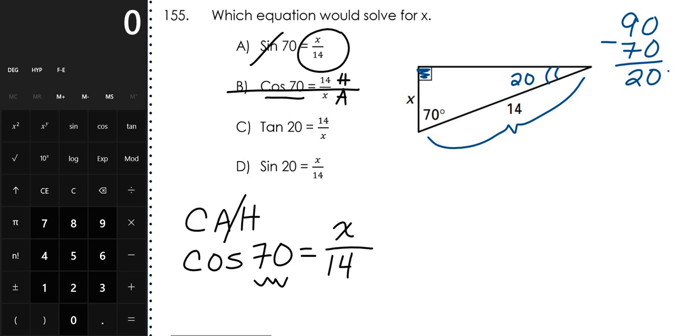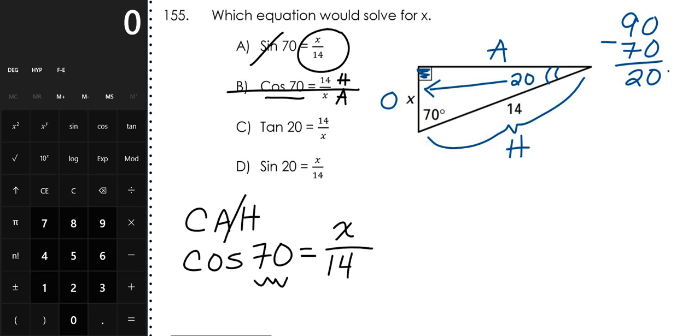Let's see if we use the 20 degrees as a reference angle instead of the 70, if it'll give us either choice C or choice D. Okay, so now using the 20 degrees, I'm going to label in opposite, which is now my x value, my adjacent, and my hypotenuse remains as my 14. The hypotenuse never changes depending on your reference angle. It'll always be across from the right angle.